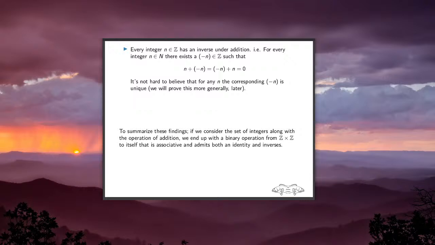But anyway, these properties, if we put them all together, we see that if we take the integers as a set and we put them together with this operation of regular addition, we have this associative binary operation from Z cross Z back into Z. That's a typo there, I'll fix that later. It admits both an identity and an inverse.